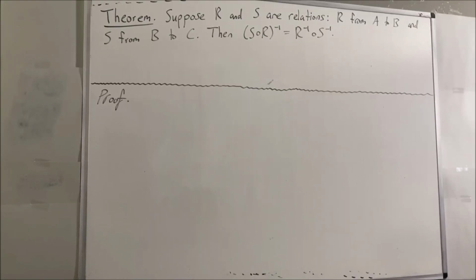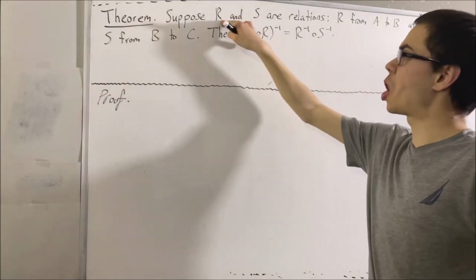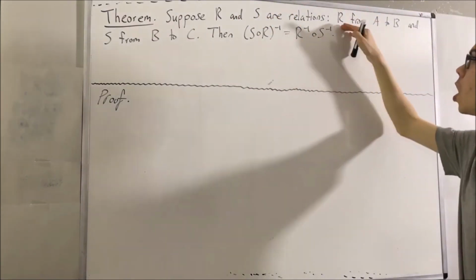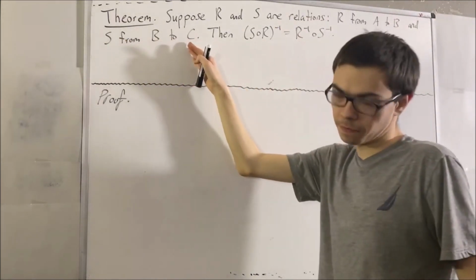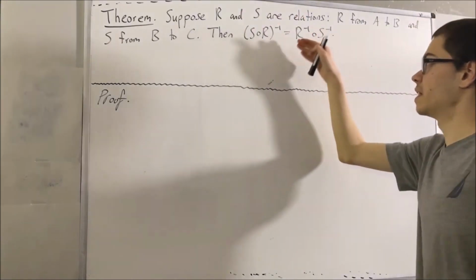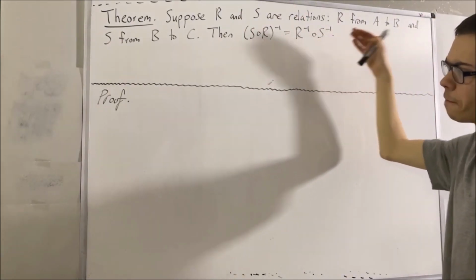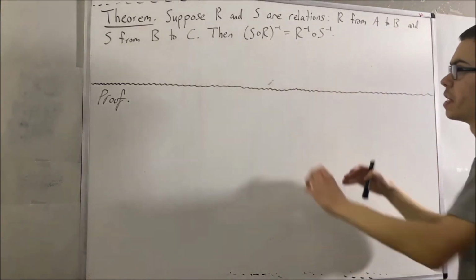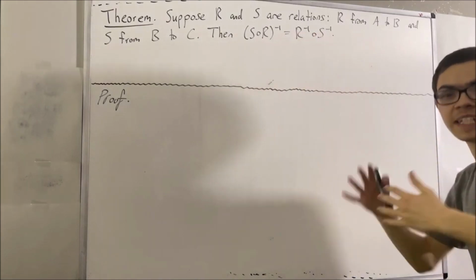Hello! In this video, we are going to prove the following theorem. Suppose R and S are relations. R is a relation from A to B, and S is a relation from B to C. Then, the inverse of S compose R is equal to R inverse compose S inverse. Now, first, I would like to mention that both of these sets are relations from C to A.